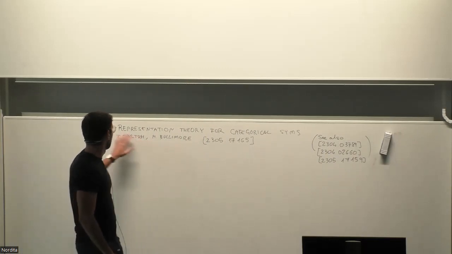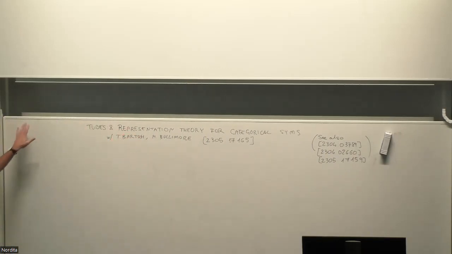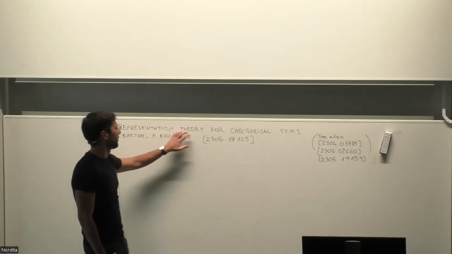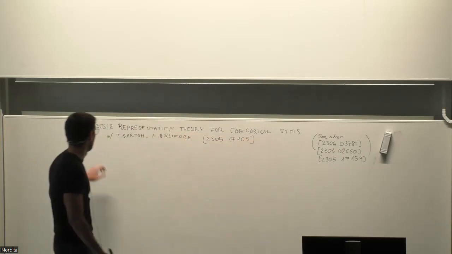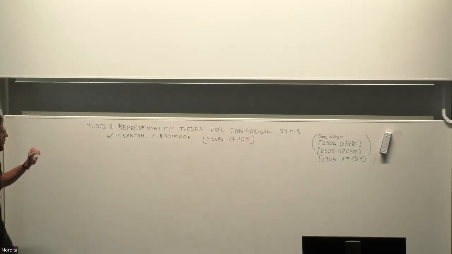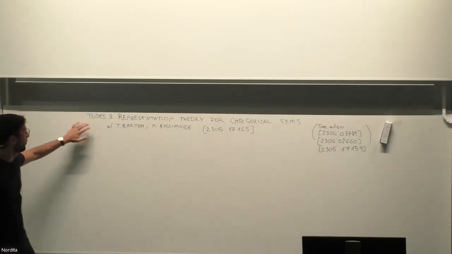So today I'm going to try to tell you how you can actually define mathematically representation theory for categorical symmetries and how this is related to some categorical constructions, which we're going to call tube categories.